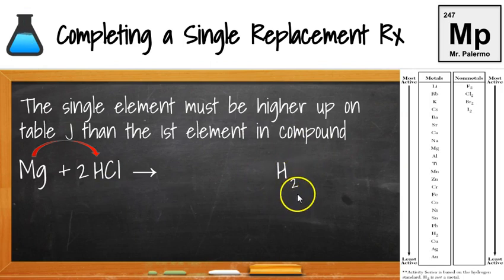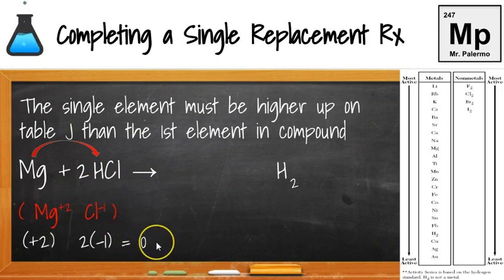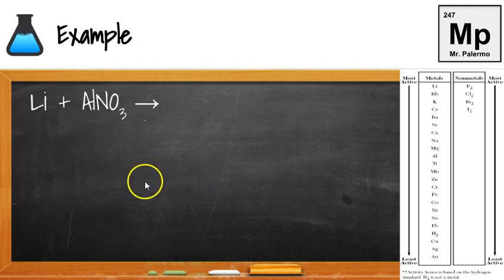I wrote H2 because H is a diatomic element. And now Mg is going to combine with Cl. Now remember, whenever we make a new compound, we always have to put our charges and make sure that it equals 0. So Mg is going to be +2, Cl is a -1. So if I have two positive charges and one negative charge, I'm going to need two of these to balance that out to get to 0. So my formula is then going to be Mg and then 2 Cl's. So MgCl2. Let's see another example.